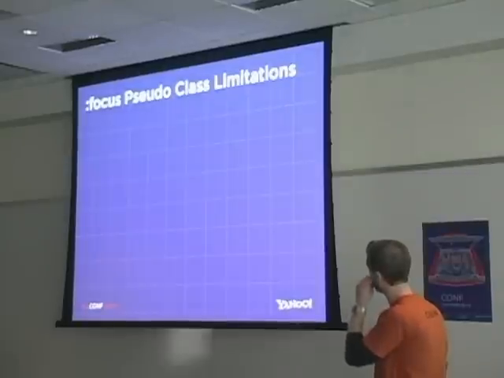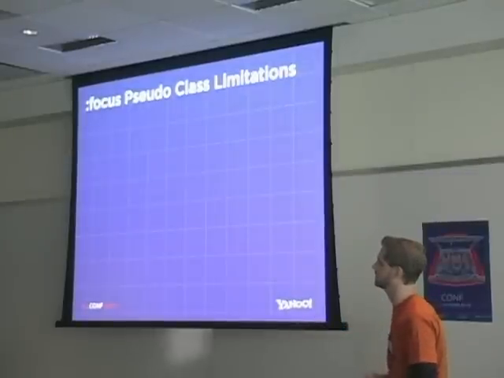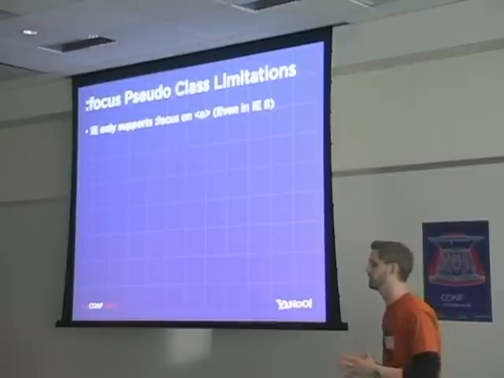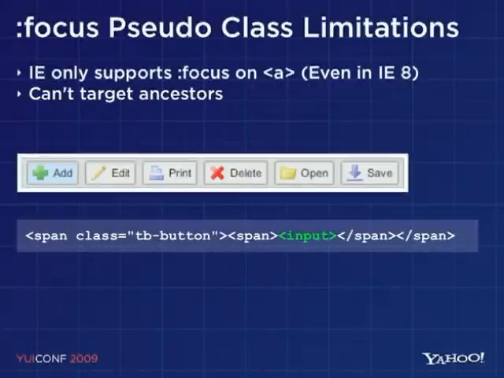Let's think about this. As a developer, my natural inclination is going to be to leverage the focus pseudo class made available in CSS. Unfortunately, though, this has a couple of shortcomings. First and foremost, Internet Explorer only implements this focus pseudo class on anchor elements. And even more unfortunate, this is still the case in Internet Explorer 8. The second unfortunate shortcoming of focus is you can't easily target your ancestors.